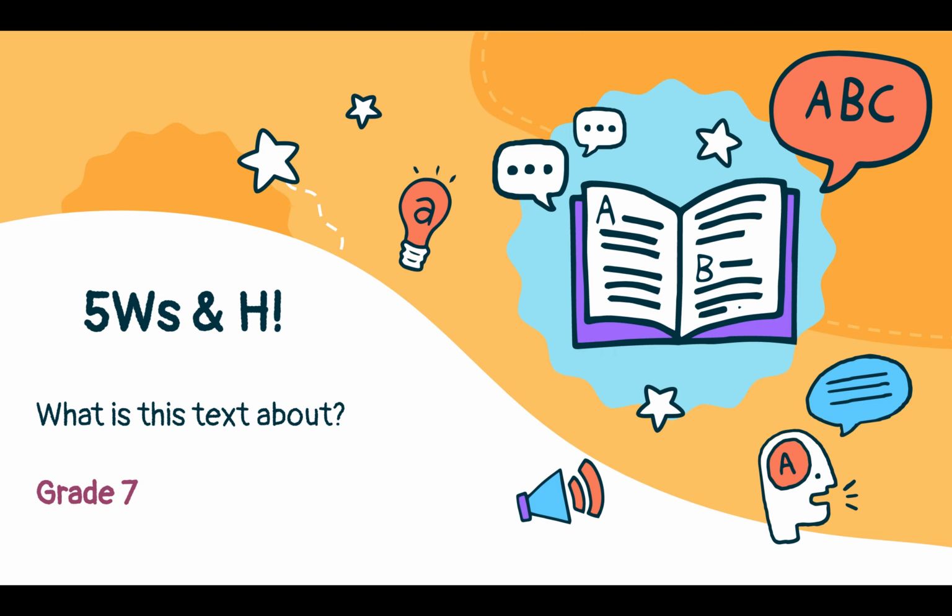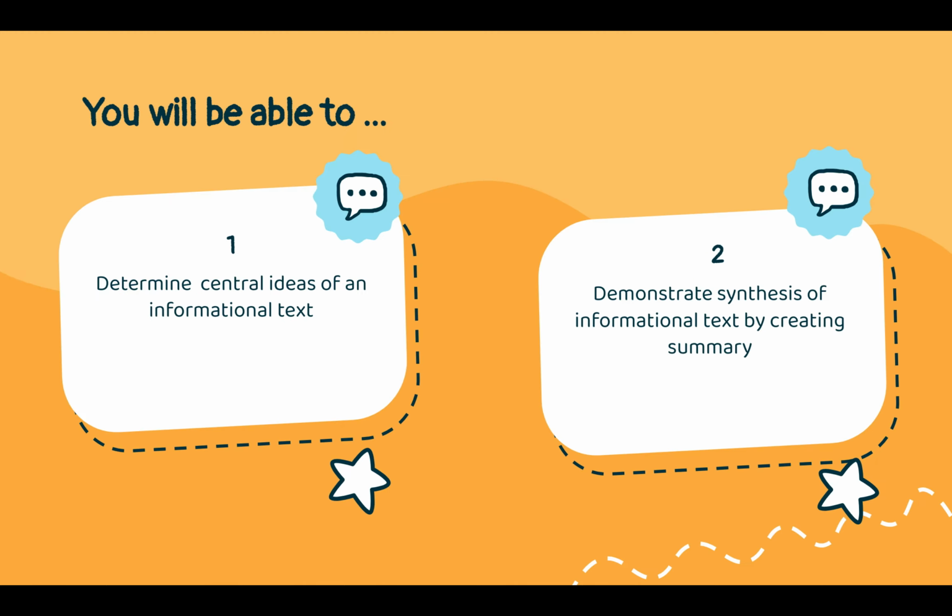In this video, we're going to be looking at the 5 W's and an H strategy. This strategy is going to help us understand what a text is all about. Using this strategy, you'll be able to determine central ideas of a text and demonstrate synthesis or understanding of that text by creating a summary.